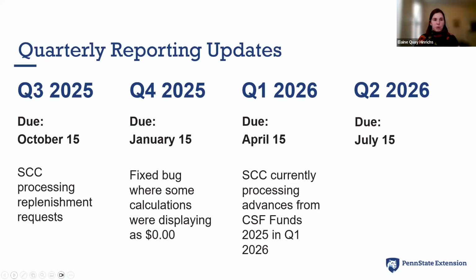So, per usual, it's quarterly reporting time. Today is the deadline for the Q4 2025 quarterly reports. We've had some bugs in the quarterly reports that I fixed earlier last week. We had an issue where for about 14 districts, the starting balance for their quarterly report for Q4 was showing up as $0 again. And I got that fixed. So if you were experiencing that issue, you should be good to go.